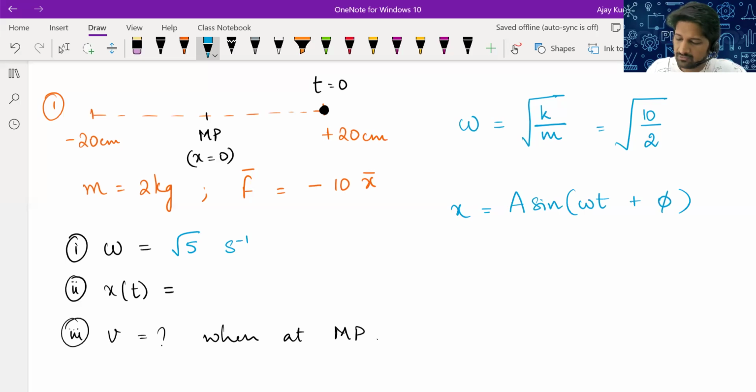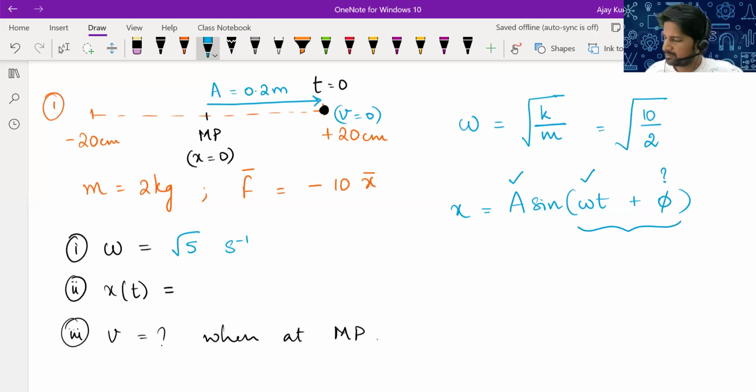Now, it was released from plus 20 centimeters. It was released from rest, so there the speed is 0. So it is understood that this is an extreme position. So the distance from mean position to extreme position is what you call amplitude, which in this case is 20 centimeters, that is 0.2 meters. So we got amplitude, we already got omega. Next thing we need is the phase constant.